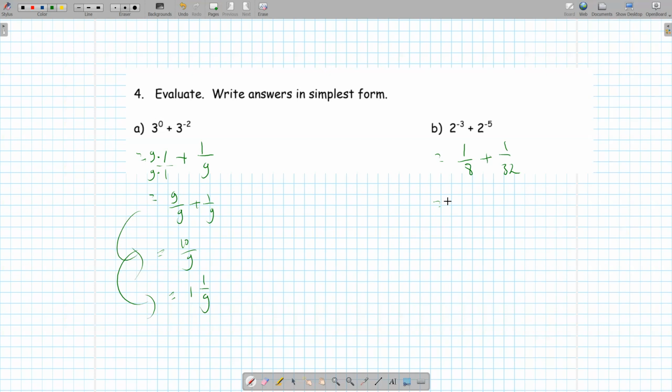You can multiply 8 by 4. Yeah, that's good. So you multiply by a 4 on the bottom, that means you have to multiply by a 4 on the top. So you have 4 on the 4/32 plus 1/32 and 5/32. Cool.